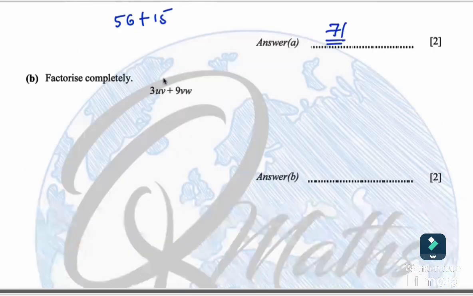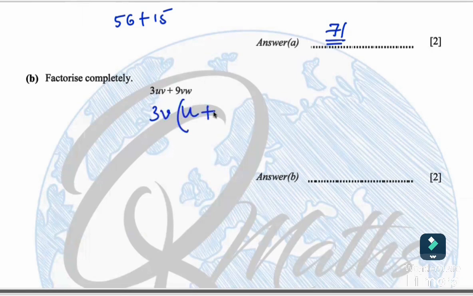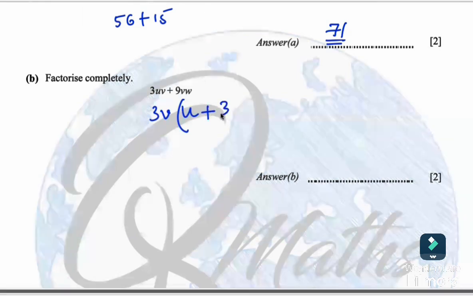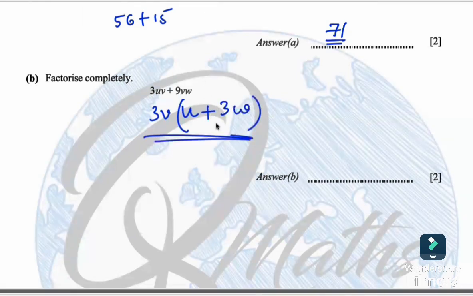Factorize completely 3ub plus 9vw. So out of 3 and 9, you can divide 3 also, 9 also. Also I have v is common in both of the expressions. So take it out. So I am left with the u here. 3, how much are 9? 3 3s are 9 and v is already out and you are left with the w.